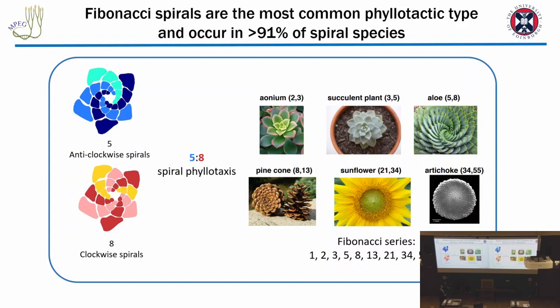All of those examples I showed you earlier are Fibonacci spirals. We have the aloe, which is a 5-8, the pine cone an 8-13, the sunflower 21-34. And in actual fact, if we look at the distribution of plants today that produce spiral patterns, over 91% of those spirals found amongst living species today are in fact Fibonacci spirals. So they're found remarkably widely distributed, and it's been a really interesting and perplexing question for botanists, and actually all sciences in general, to work out why they're quite so common today.